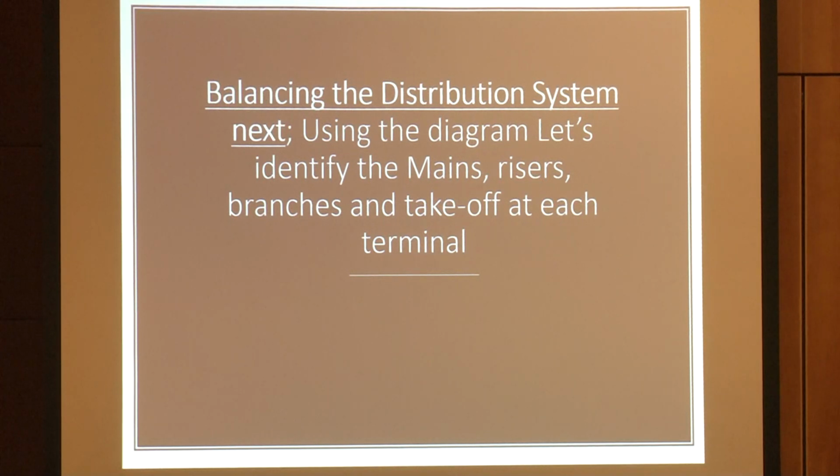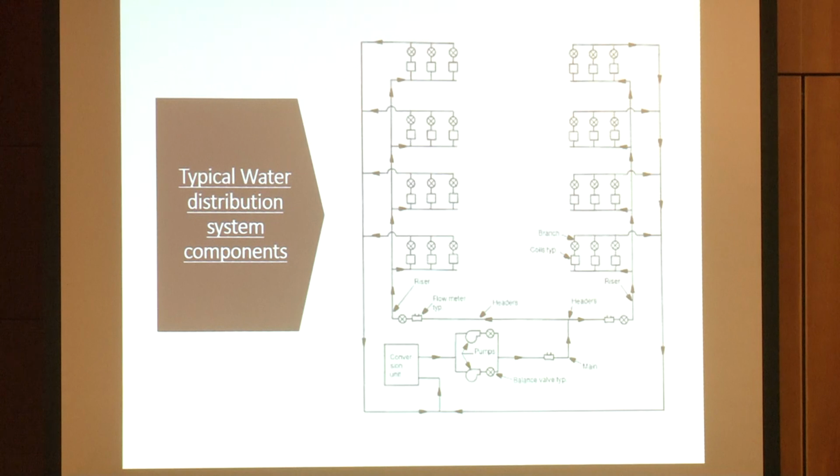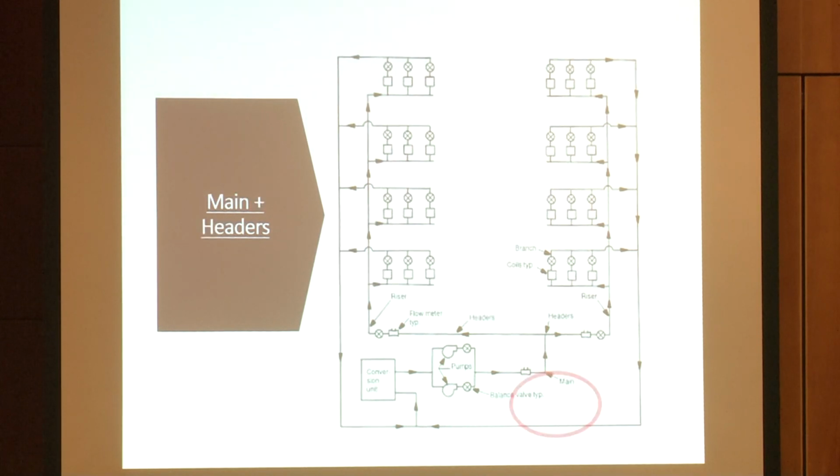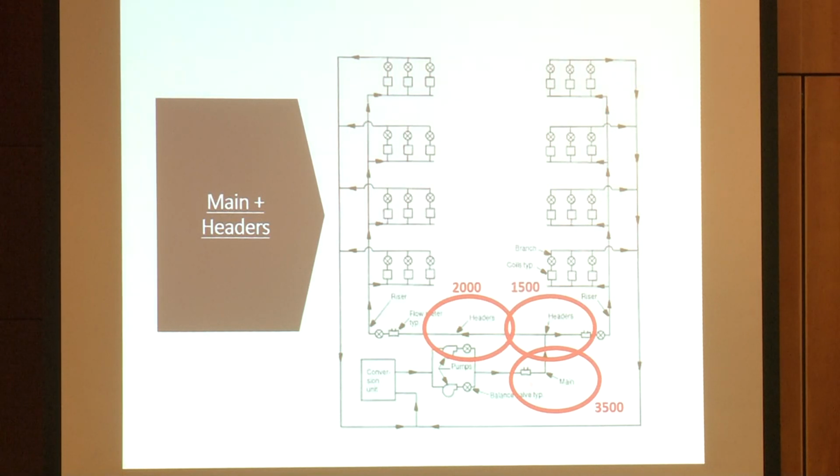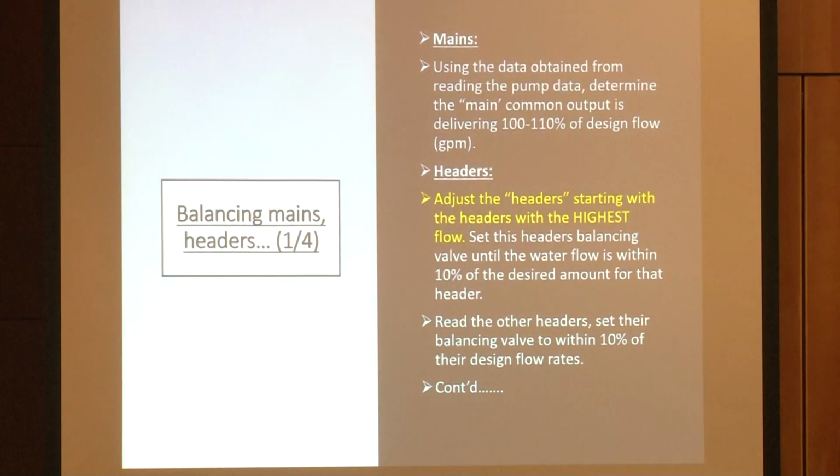So now we're going to start balancing the water distribution system. And the way we do that is we look at the system overall. Now here's the chiller plant that we just talked about, right? And from the chiller plant, we're going to go up and go out to the system. So here we go. Here's the main coming out of the chiller plant, and it's going to come up and feed these two headers, one at 2,000 and one at 1,500 GPM.